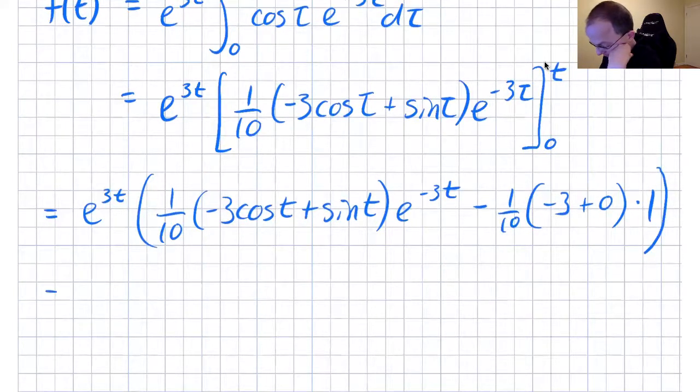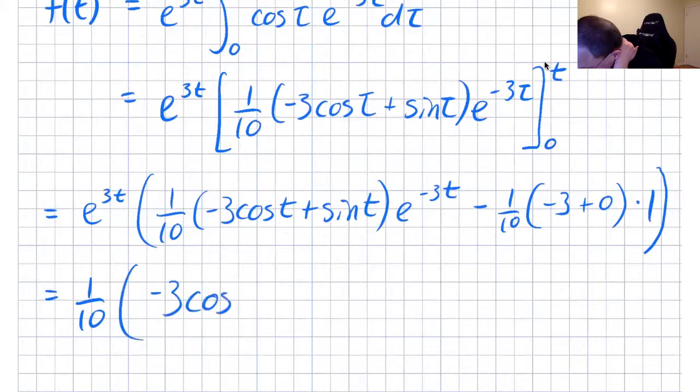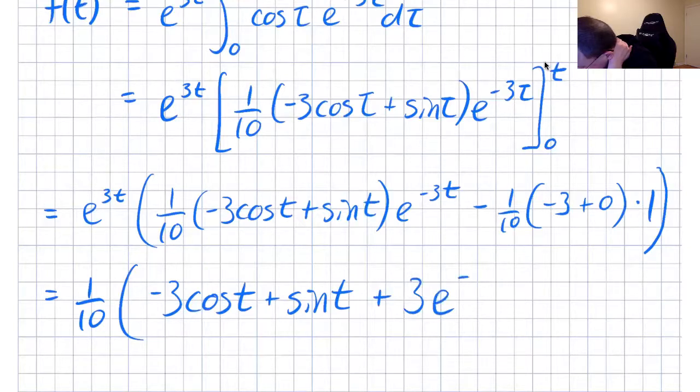So therefore we get what? Let's see. So that whole thing on the right is just going to be plus 3 over 10. So let's factor out the 1 over 10. And then actually we can bring the e to the 3t inside. So we get negative 3 cosine t plus sine t plus 3 e to the 3t.